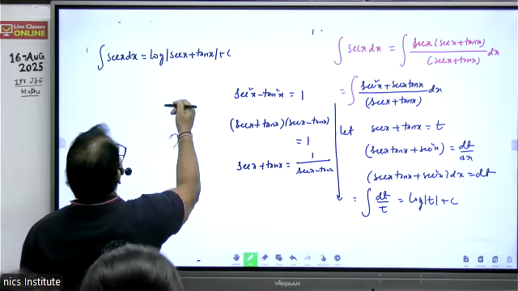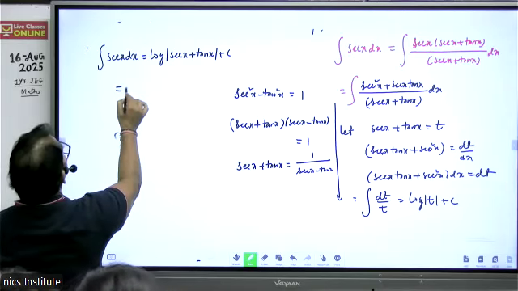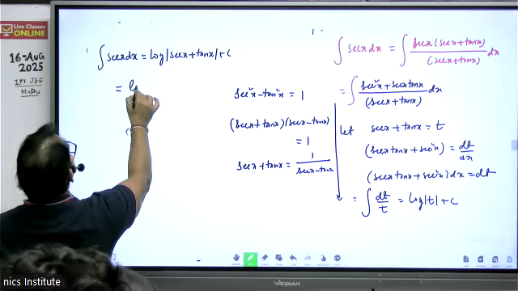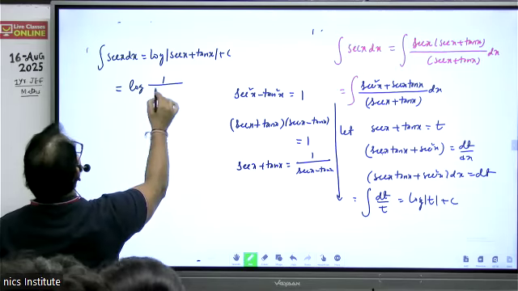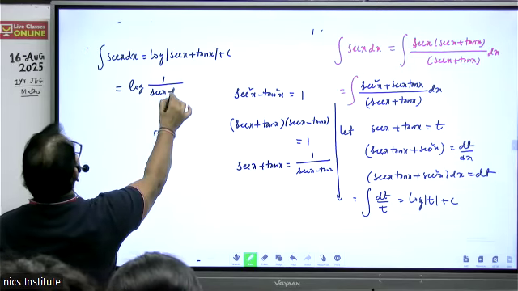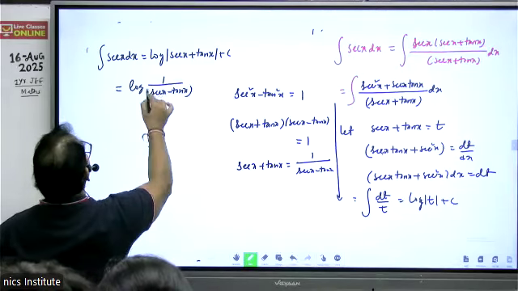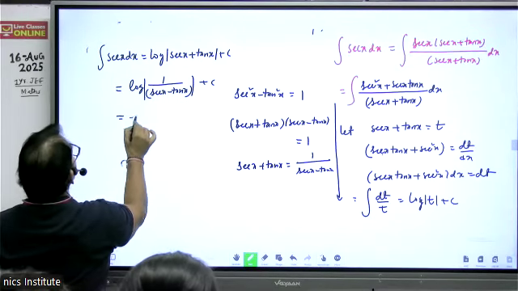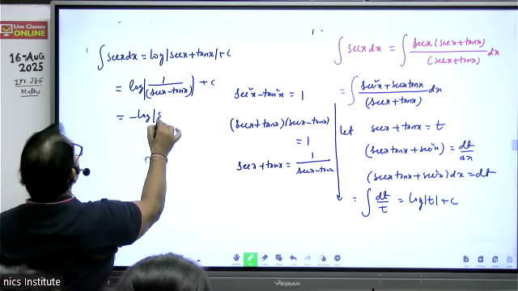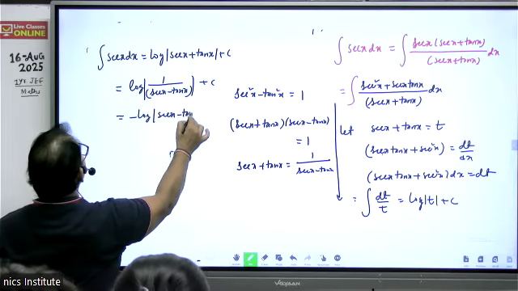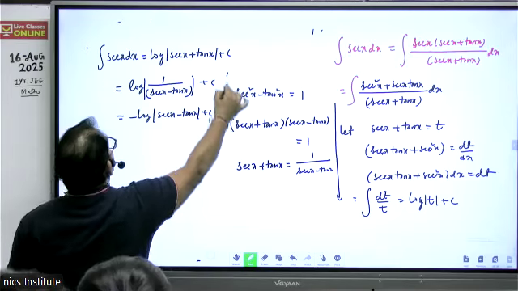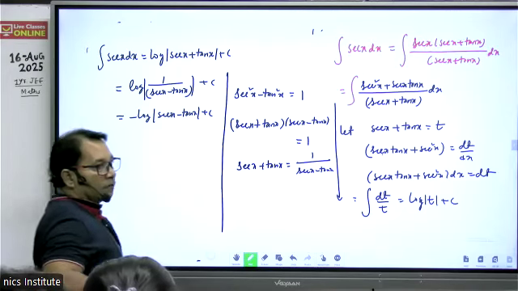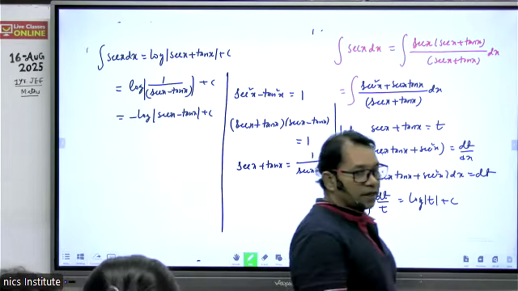And log 1 by a would be minus log a. So if I replace it by 1 over sec x minus tan x, log 1 by a is minus log a. So another result is this. You can remember any one of them. So there are two formulas for integration of sec x.